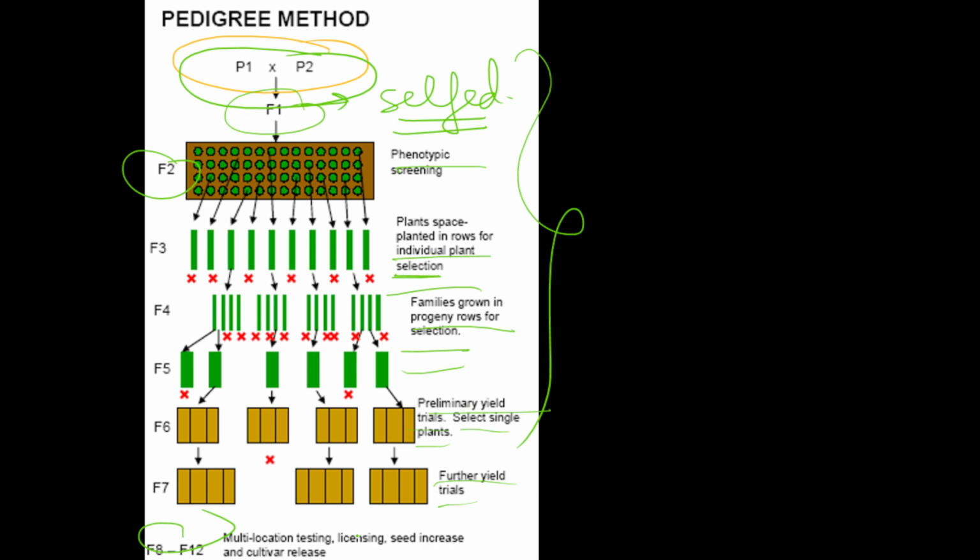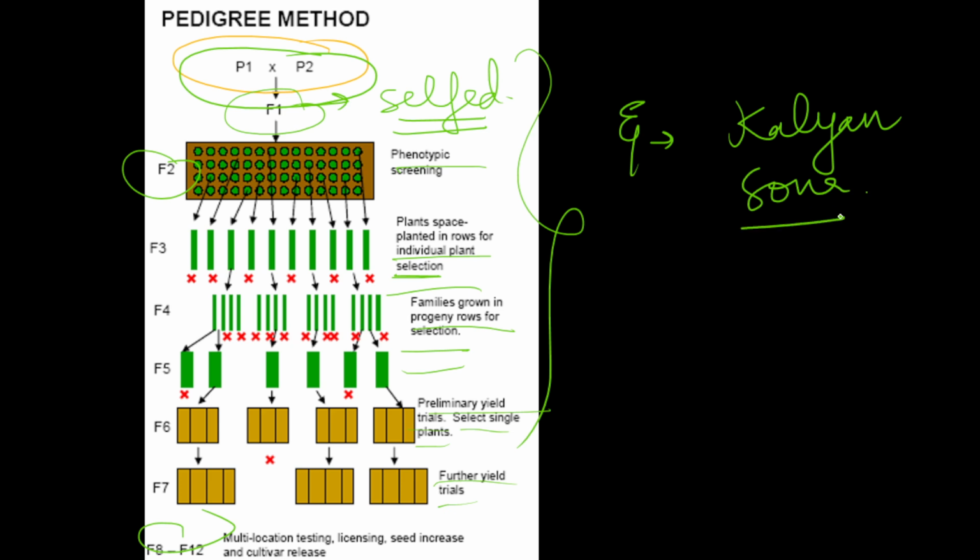In conclusion, mention that pedigree selection involves systematic record keeping and stepwise selection, but it is very important to breed good quality varieties. You can also give examples of some varieties. For example, Kalyan Sona is a wheat variety which has been produced through the pedigree method only. So this is how you can approach the answer.